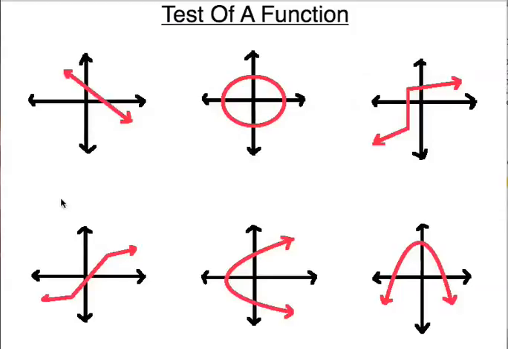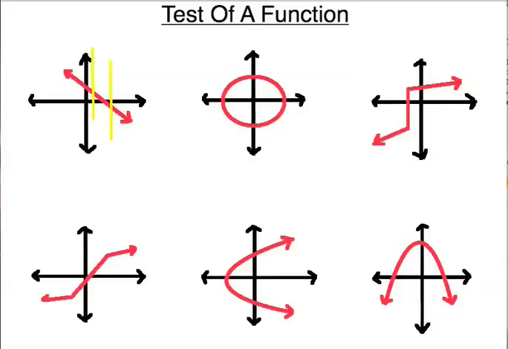Now we have another test that you can use when you're trying to determine if a graph is a function or not. It's called the vertical line test. It works like this. If I can draw a vertical line on my graph and make it pass through more than one point on my function, then it's not a function. Now I can't do that here. I can't draw that vertical line anywhere and make it pass through more than one point on this red line.